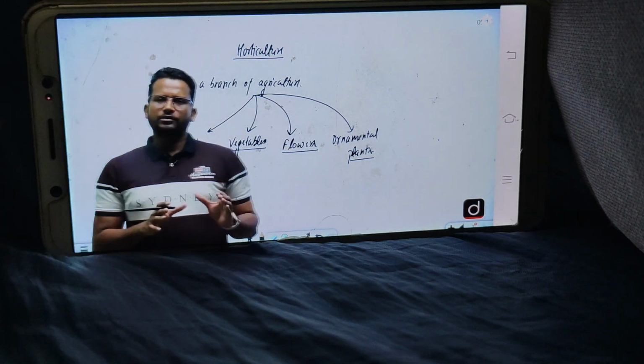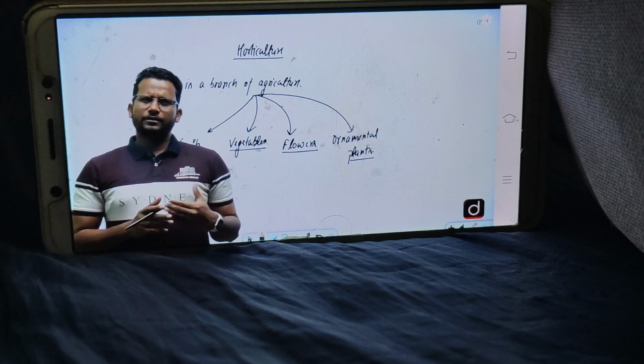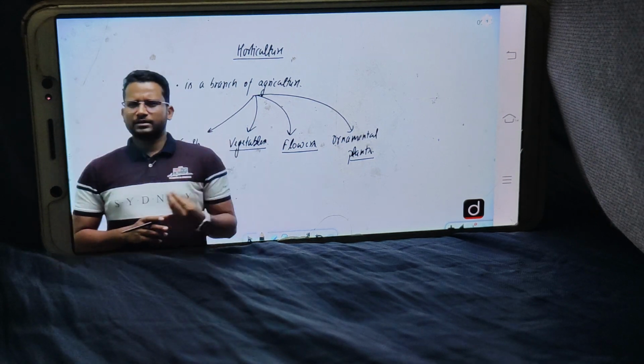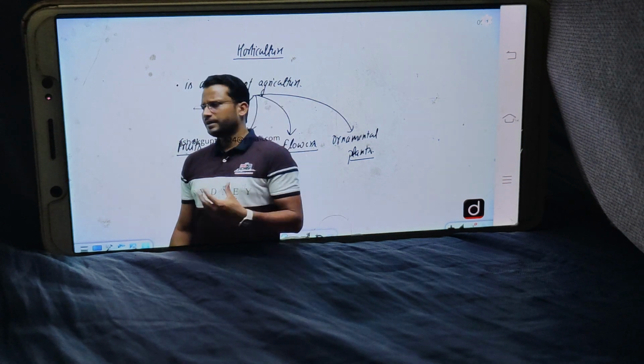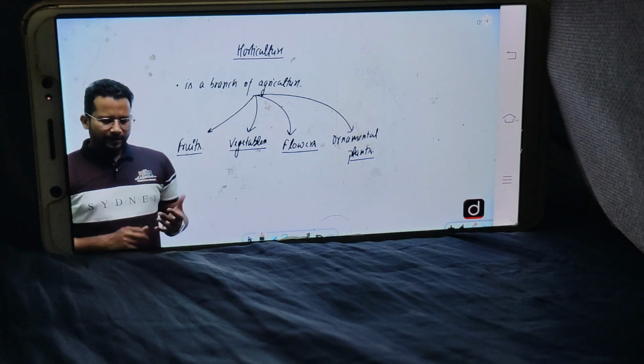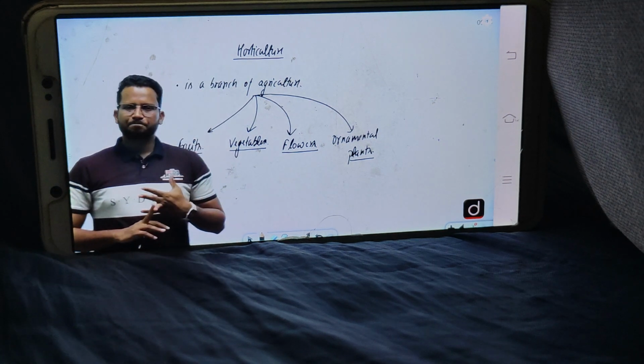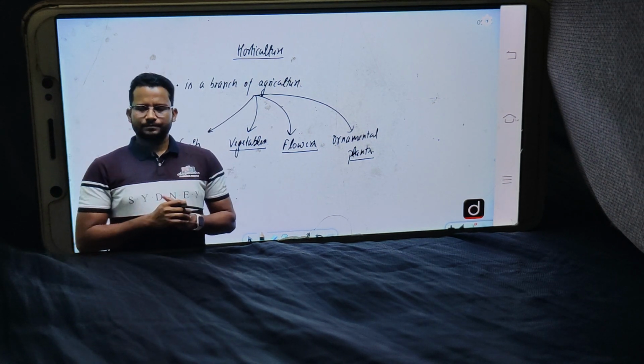So it is simply a branch of agriculture in which you are not going to cultivate conventional crops like pulses, oil seeds, food grains, or other cash crops like sugarcane, coffee, tea. You are not cultivating those crops. You are cultivating fruits, vegetables, flowers, etc.